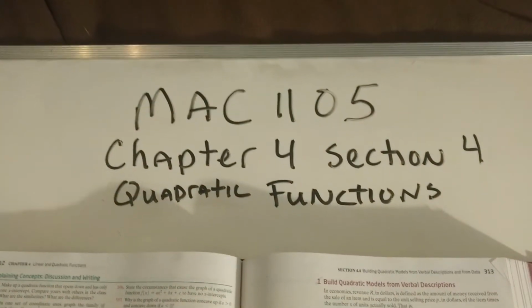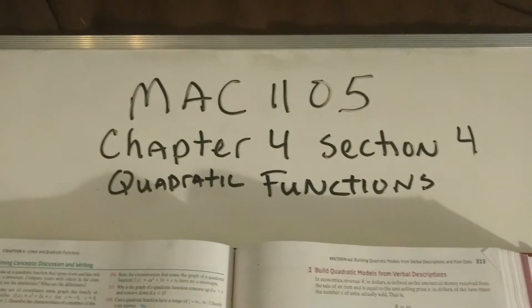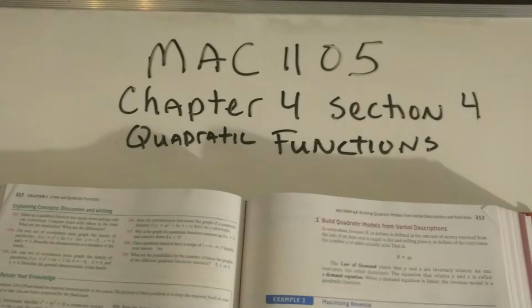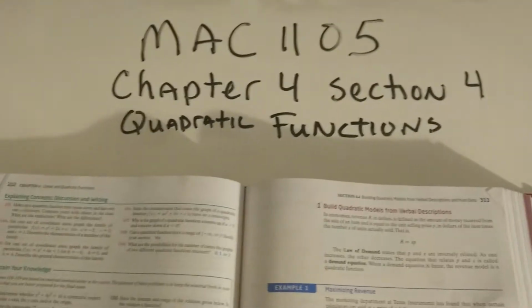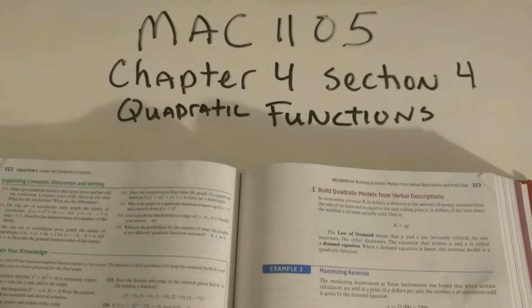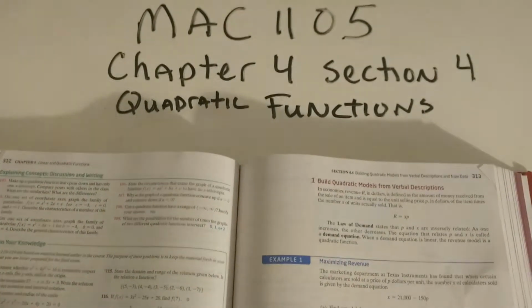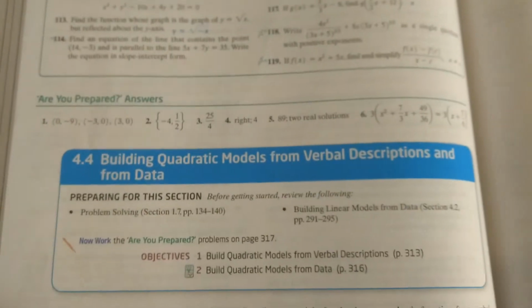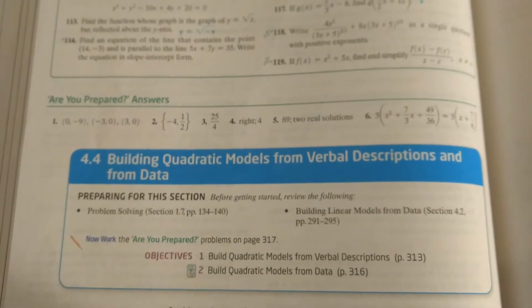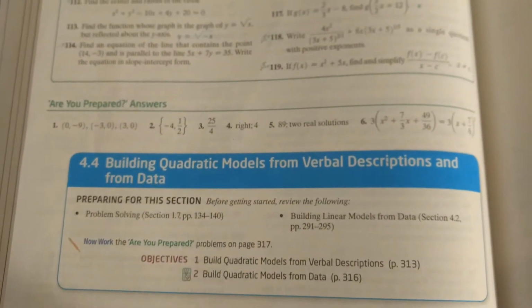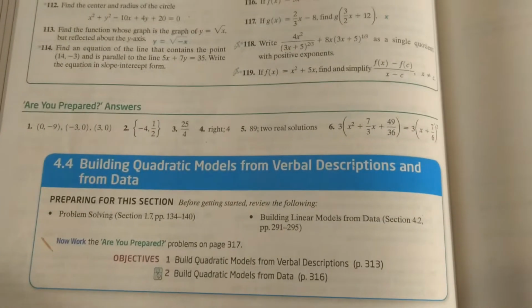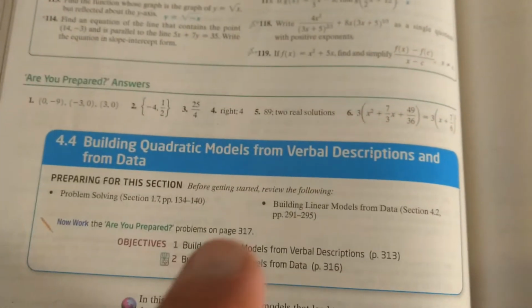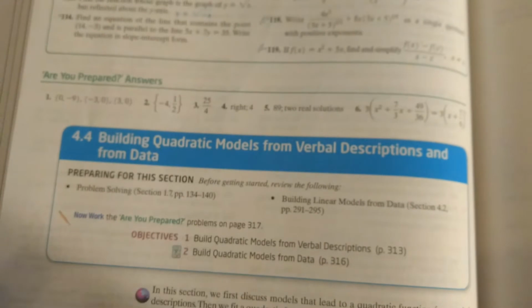Okay, this is MAC 1105, Chapter 4, Section 4, Quadratic Functions. This is going to be a short video because this is just going to deal with going over two word problems. If you look at the title of the section, it says Building Quadratic Models from Verbal Descriptions and Data. So models, make sure you understand that models in math means equations. So that's what we're going to do.